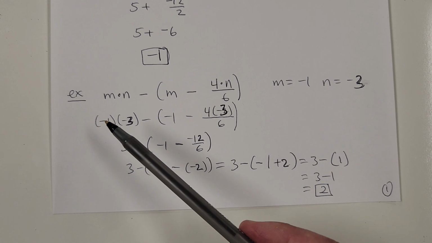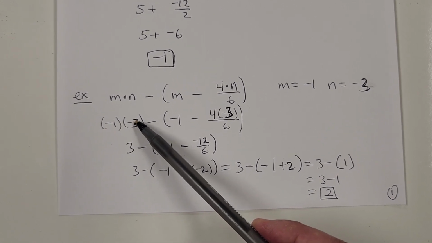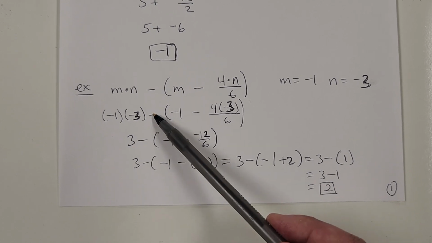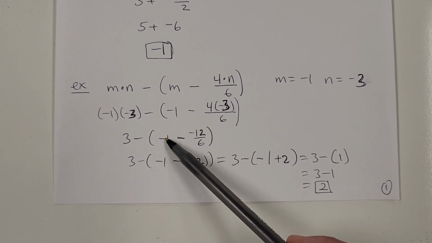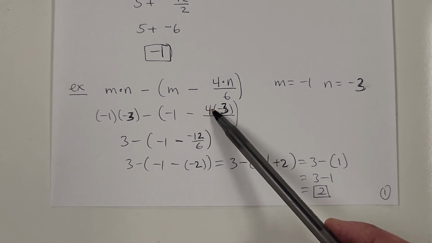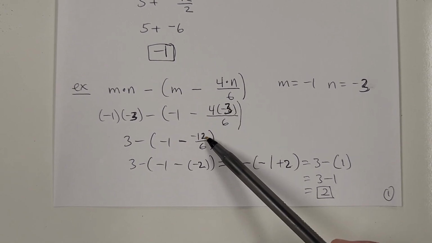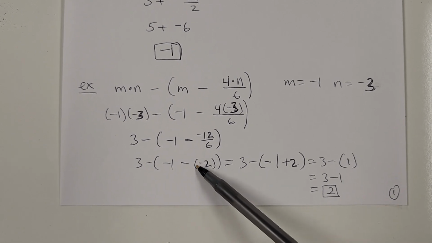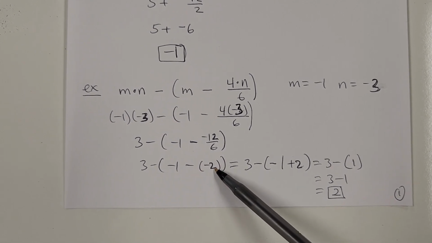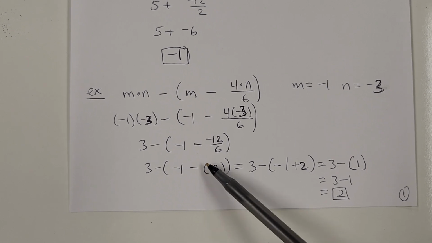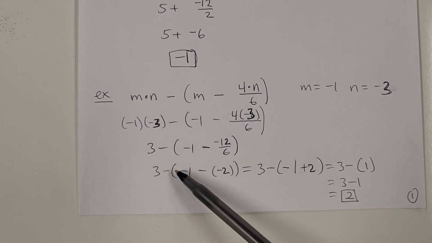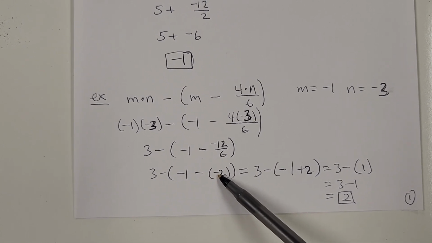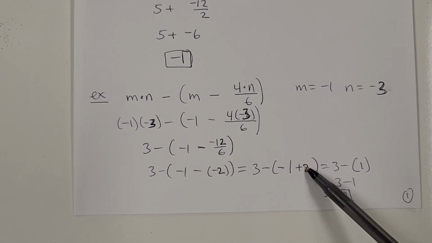Okay, so one more time. Negative 3 times negative 1 times negative 3, positive 3. Bring down the negative, bring down this negative 1, bring down this negative. 4 times negative 3, negative 12. Negative 12 divided by 6, negative 2. I put this in parentheses because I have two negatives. Bring the 3, the negative, and this negative 1 along. And then negative times negative 2 gives me positive 2.